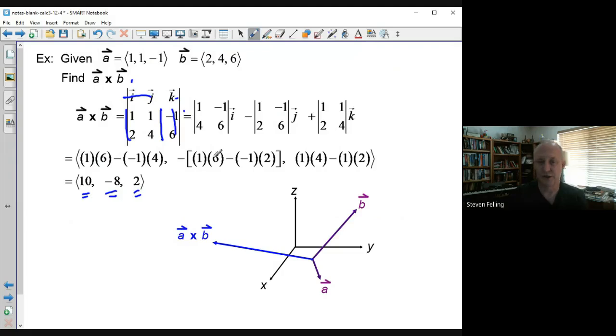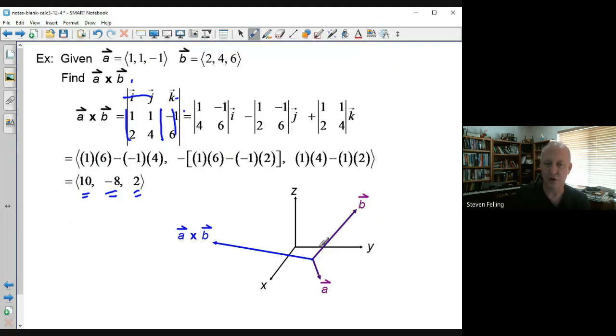Okay, so the result is, if we had a vector, I'm going to try to sketch it here. If we had a vector A that went, just arbitrary starting here, let's say we went 1 in the x direction, 1 in the y direction, and then -1 in the z direction. So this is kind of pointing down. That's the A vector. And then the B vector is we went 2 in the x direction, 4 in the y direction, 6 in the z direction. So that was pointing kind of up and to the right like this.